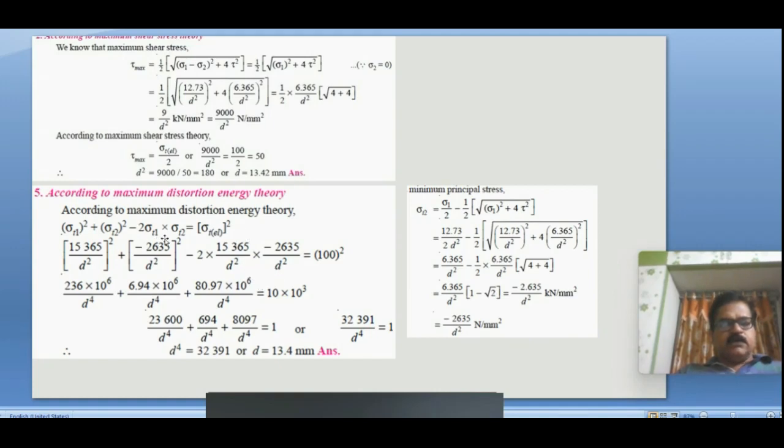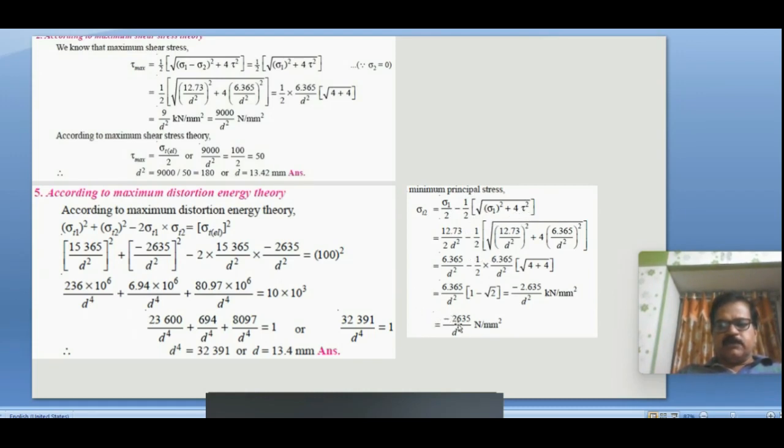So here, sigma T1 and sigma T2 are the maximum and minimum principal stresses, also known as the major principal stress and minor principal stress. Sigma T1 is the major principal stress and sigma T2 is the minor principal stress. So you can find the minor principal stress as sigma 1 by 2 minus half square root of sigma 1 square plus 4 tau square.